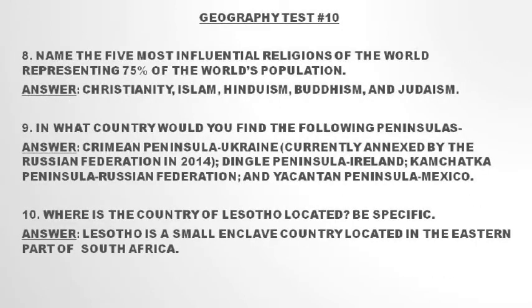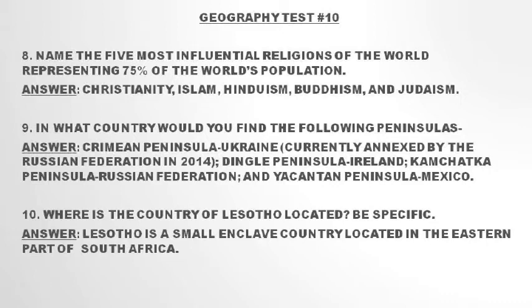Question 8. Name the 5 most influential religions of the world, representing about 75% of the world's population. And the answer is Christianity, which is about 2.3 billion followers. The largest religion within Christianity is Catholicism, which is about 1.3 billion. The second religion is Islam. It's about maybe close to 1.82 billion people.